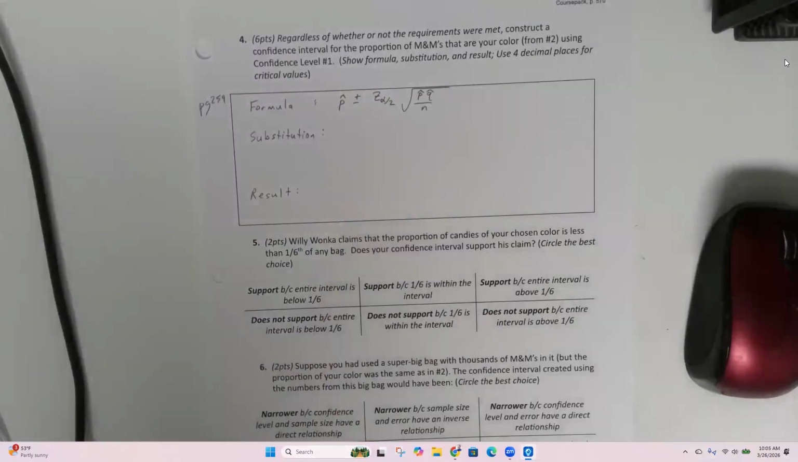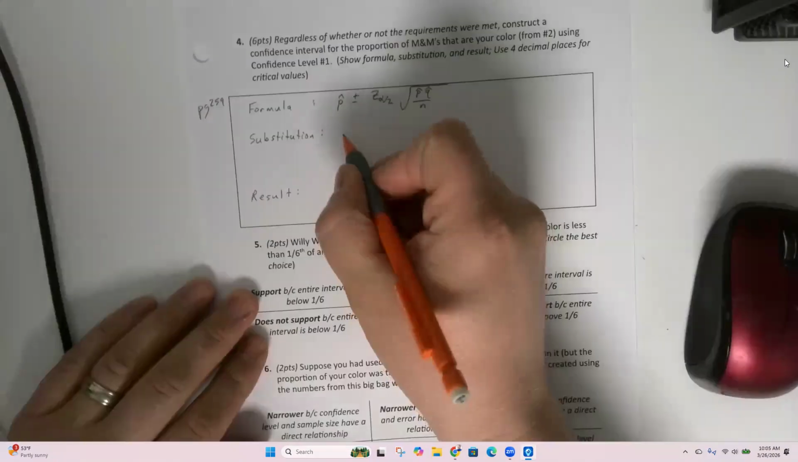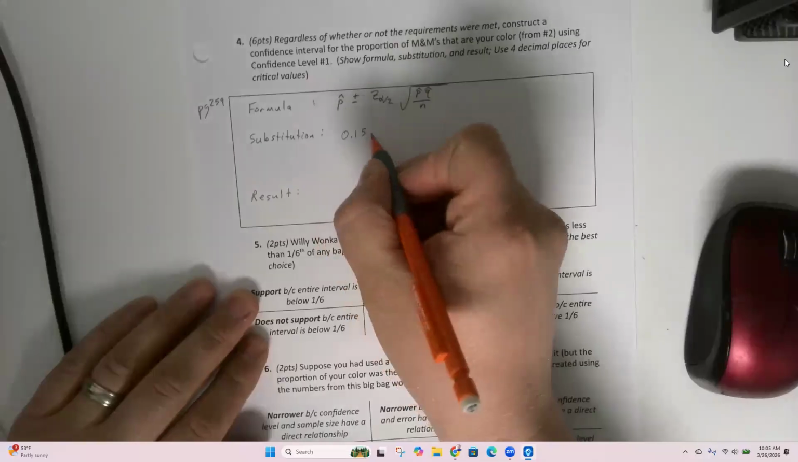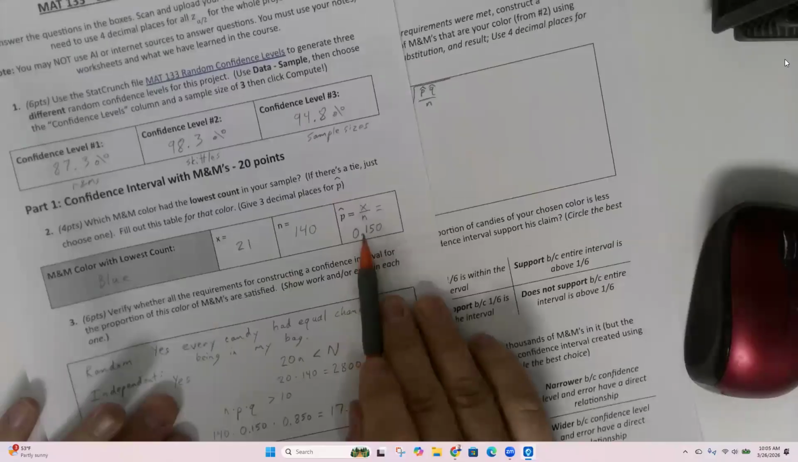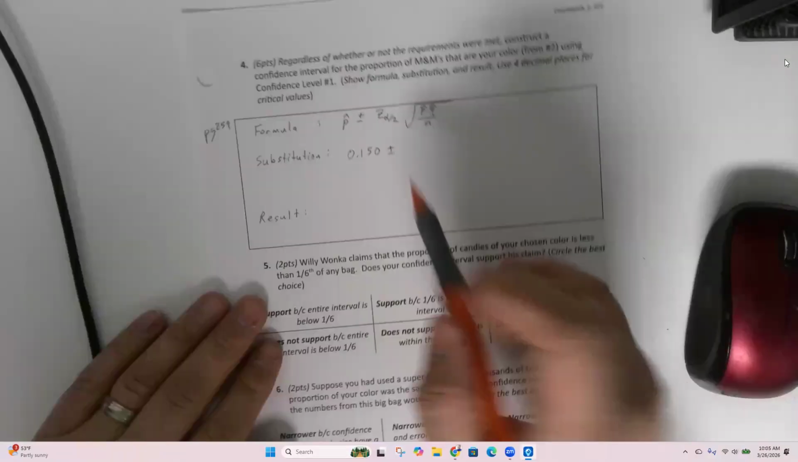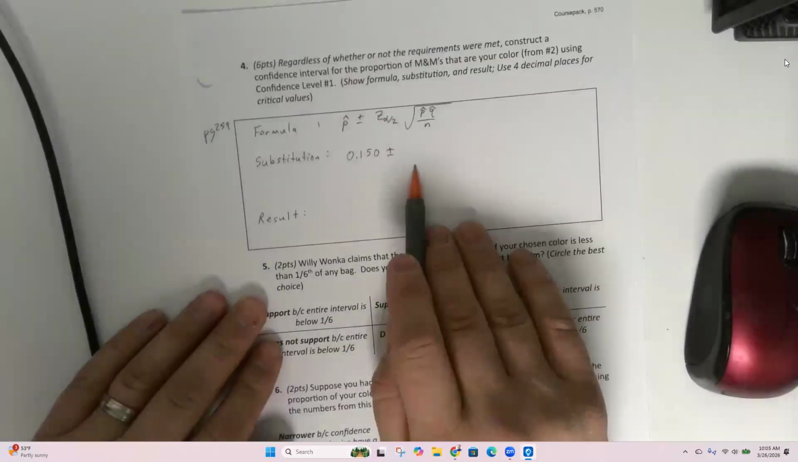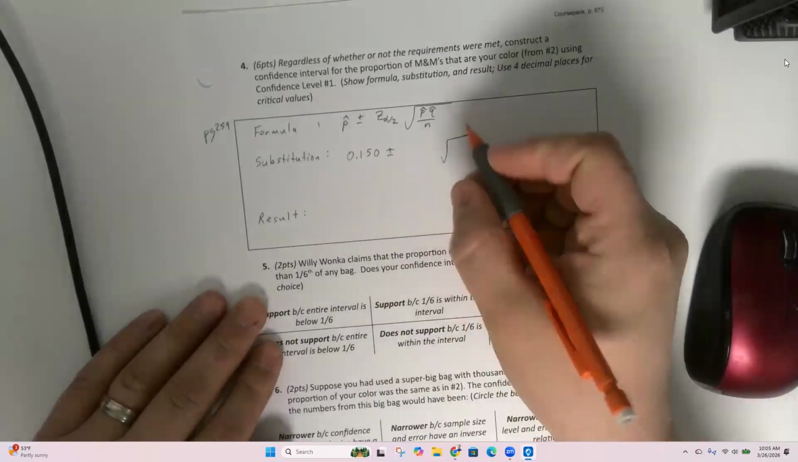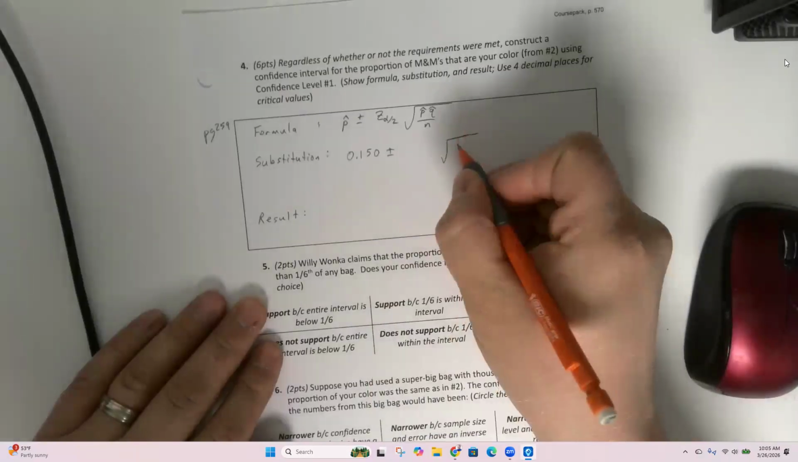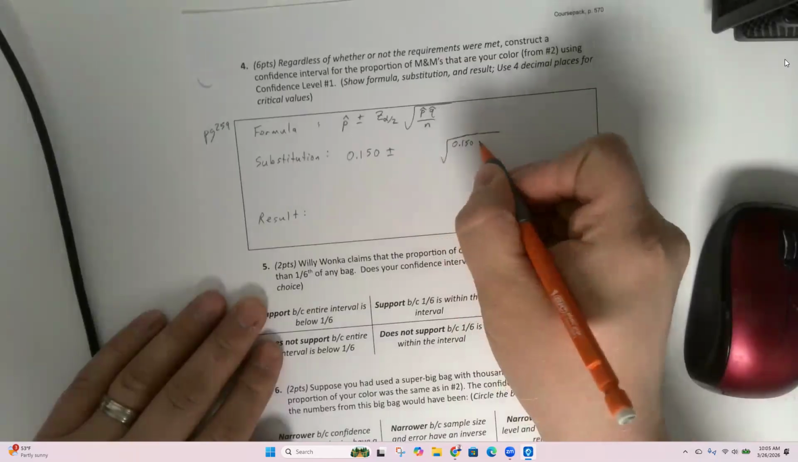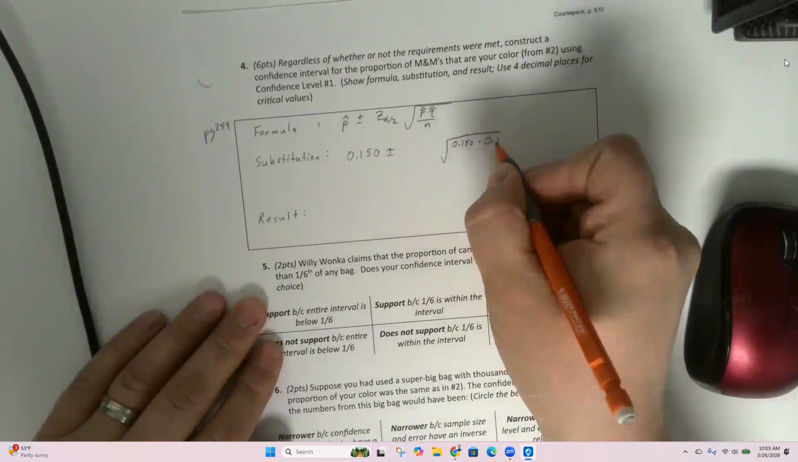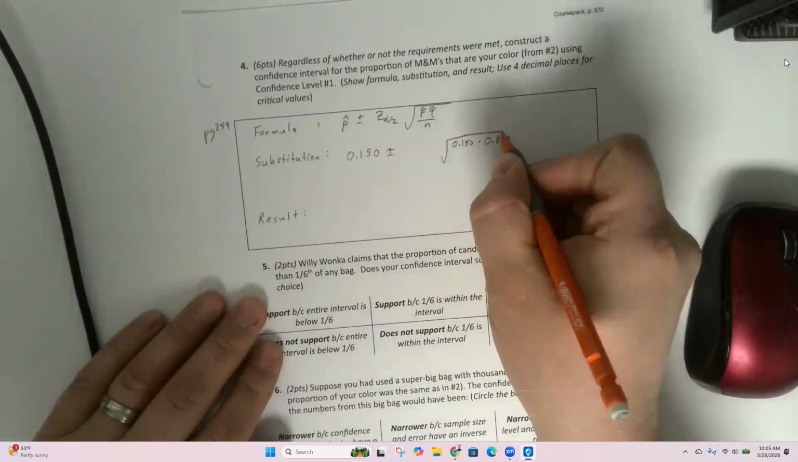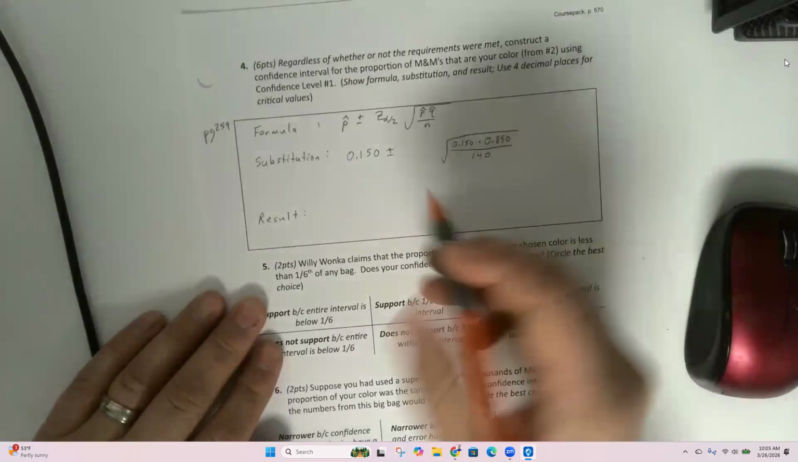Substitution: we plug in all the numbers. This is what that'll look like. My p hat is 0.15. That's what I have on page 569. Your p hat will be different, so you plug in whatever that number is. I'll come back to z alpha over 2, so leave yourself a little bit of space. Then 0.150 is my p hat, q hat is 0.850, and my n is 140.